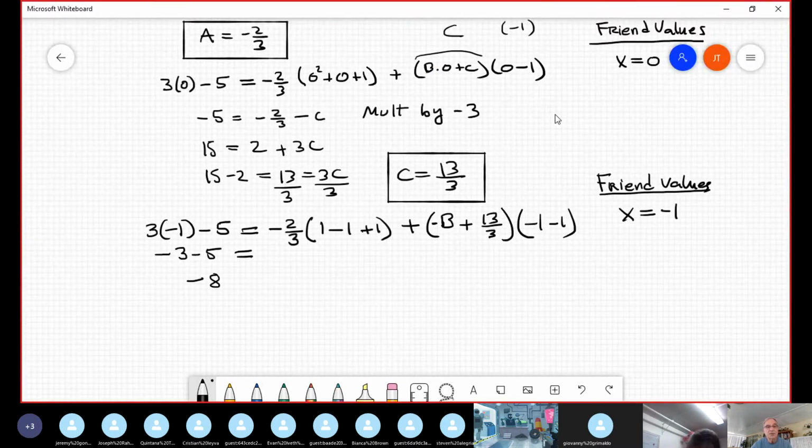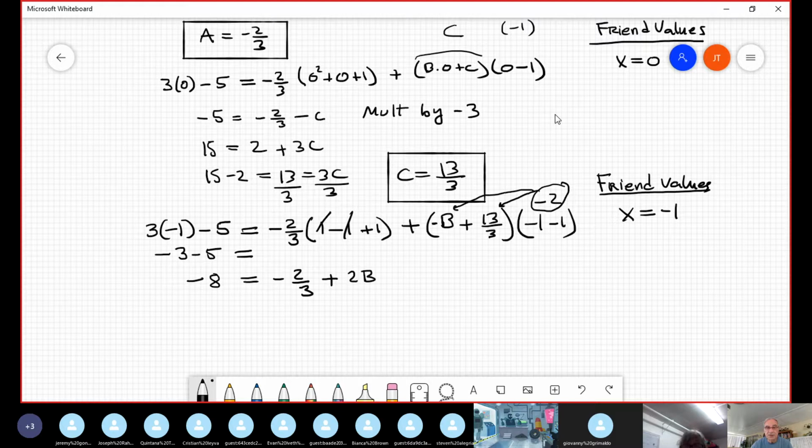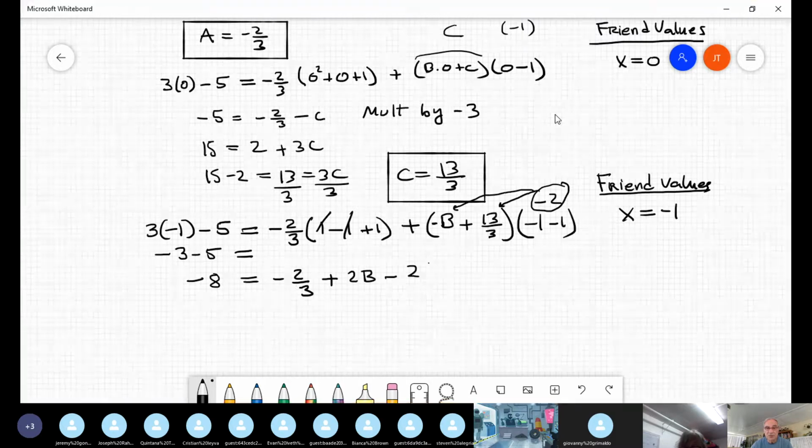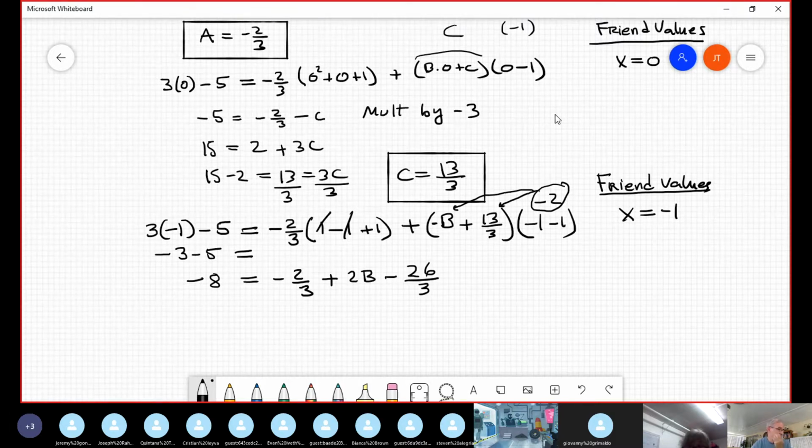It's negative. +1 and -1 is cancelled, 0. So we have only -2/3. Good, very good. Plus something. We have, well, -1 and -1 together is -2, no? And -2 multiplication by -b is +2b, no? And -2 times 13/3 is -26/3. Make sense?